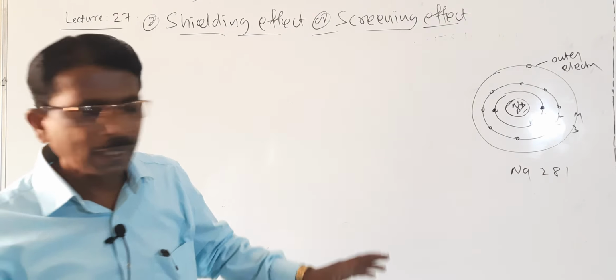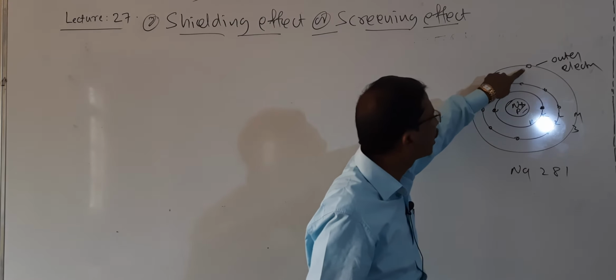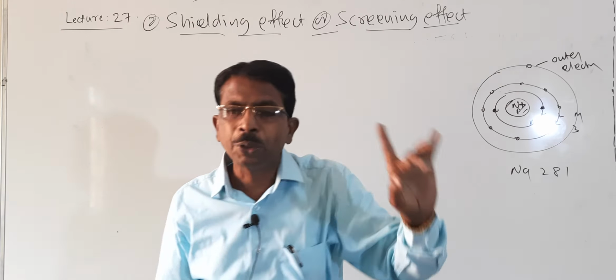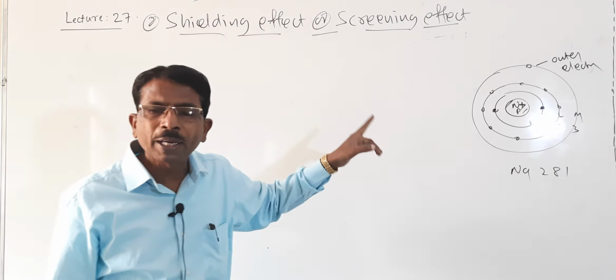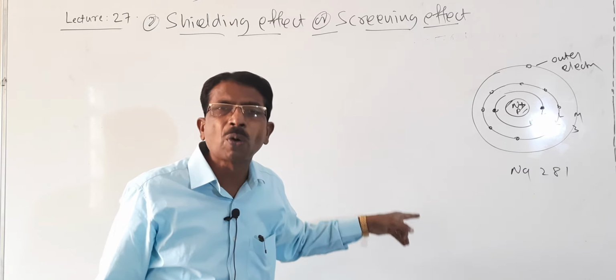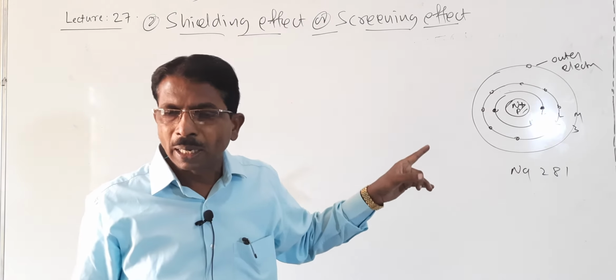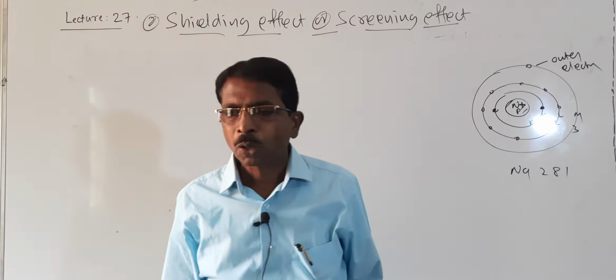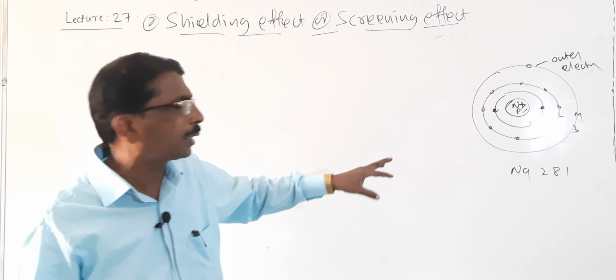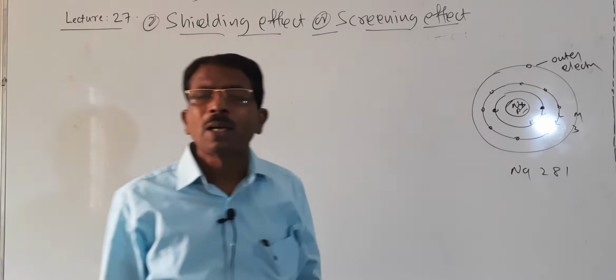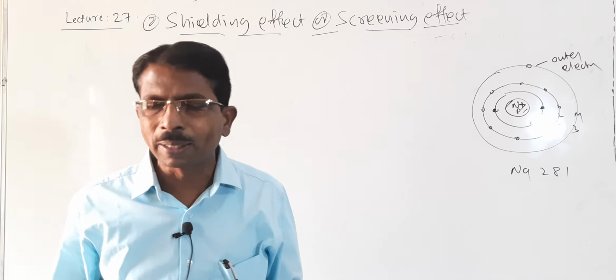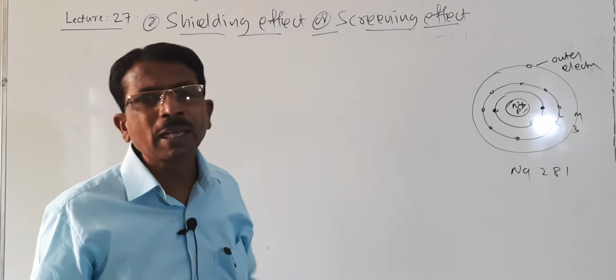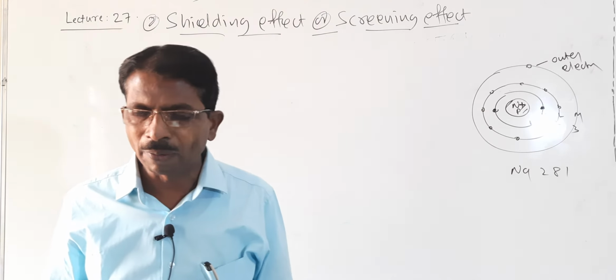So what do we say here? The nuclear force of attraction on the outer electron of an atom is lowered by the electrons present in the inner shell or inner orbital. This is called the shielding effect or the screening effect.